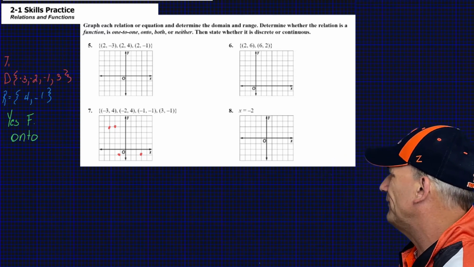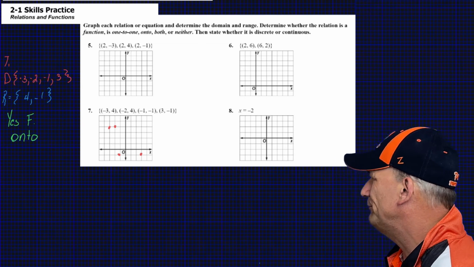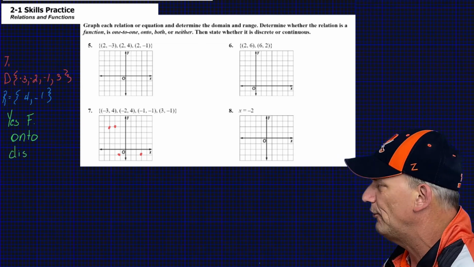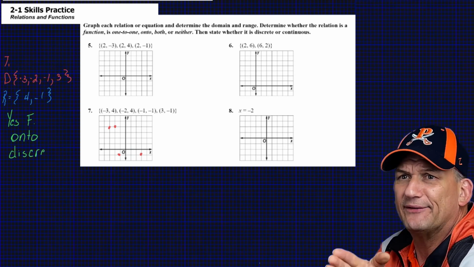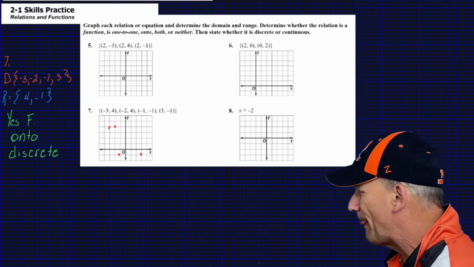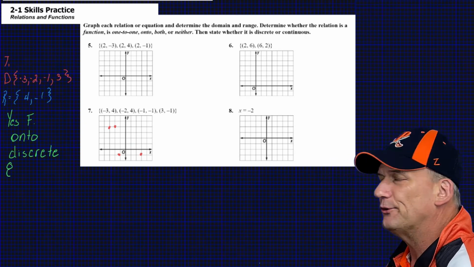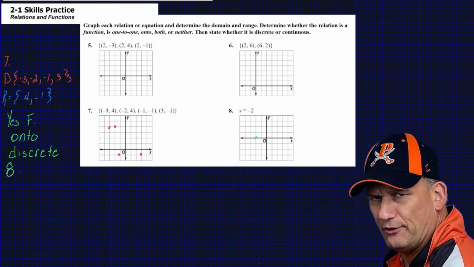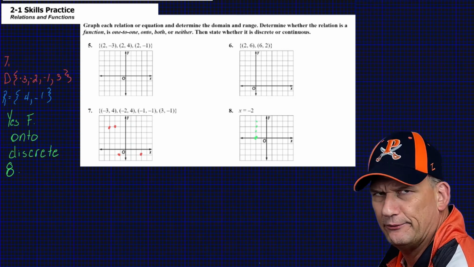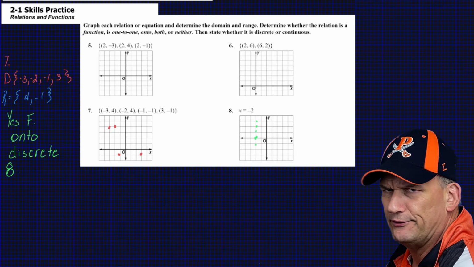All right, is it a function? Yes, it is a function because each one of the x's has a different y. Even though 4 is used twice, it's a different x value it's assigned to. So yes, this is a function. Okay, is it discrete or continuous? It is obviously discrete. You're not drawing any kind of line here. There's nothing to show it continues on.